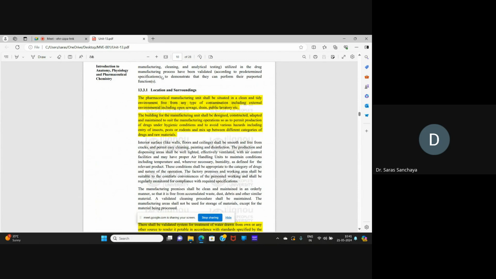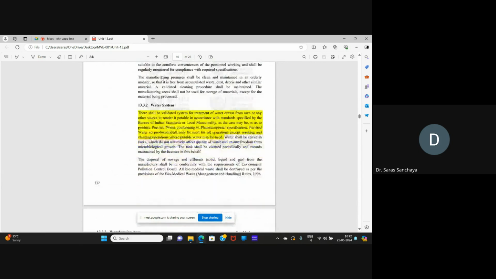Locations and surroundings. The pharmaceutical manufacturing unit shall be situated in a clean and tidy environment, free from any type of contamination, including external environmental contamination, such as open sewage, drain, public lavatory, etc. The buildings for the manufacturing unit shall be designed, constructed, adapted, and maintained to suit the manufacturing operations so as to permit production of drugs under hygienic conditions and to avoid various hazards including entry of insects, pests or rodents and mix up between different categories of drugs and raw materials.